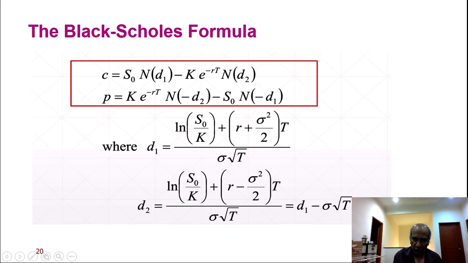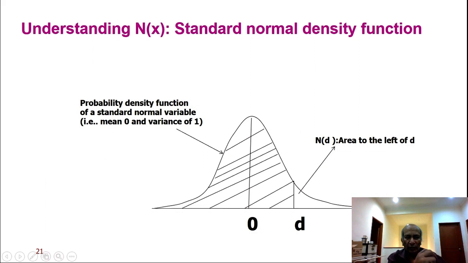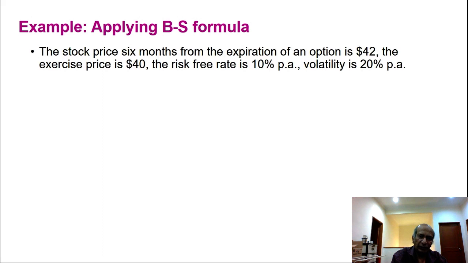Okay? Then once you get that, you don't have to worry much about the d2 equation, where you can straightaway compute d1 minus sigma times square root of T. That's it. Okay, I think it's quite simple to understand this. We'll work out a numerical example, then you will know. Understanding the N(x) and the standard normal density function is okay. You don't have to do much on this. Okay, applying the Black-Scholes formula.